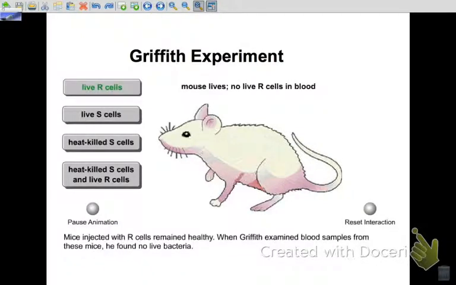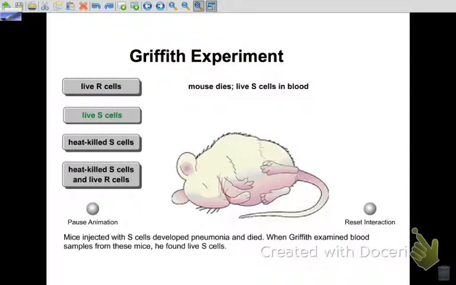Mice injected with R cells remained healthy. When Griffith examined blood samples from these mice, he found no live bacteria. So we know that. And look, cute mouse, alive. Mice injected with S cells developed pneumonia and died. When Griffith examined blood samples from these mice, he found live S cells. It just looks like he's sleeping.